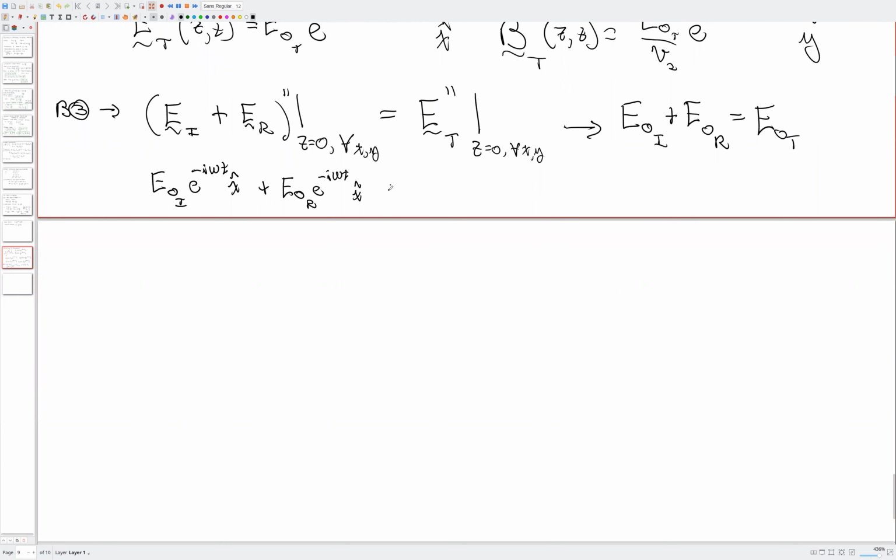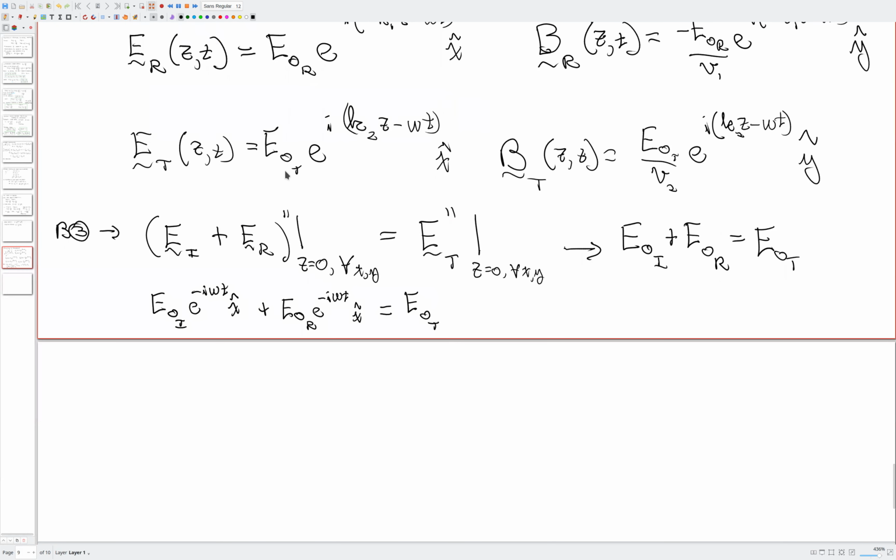And this has to be equal now to this other one here, which is E0 transmitted. Again, I'm using just this equation here, putting z is equal to 0, okay? E to the minus I omega t, also x hat. And you see, that's where this comes from. This is valid for all times. The only way I can fulfill this equation is if these amplitudes are so related. Is that clear now?